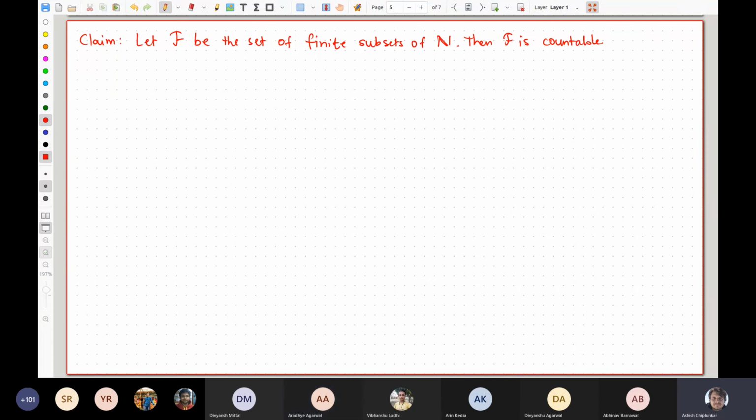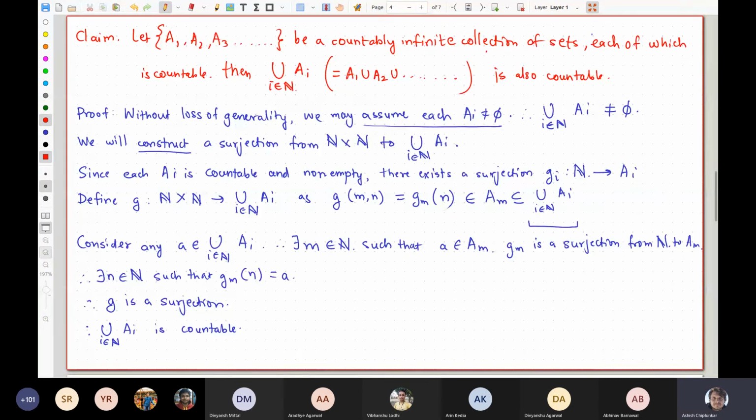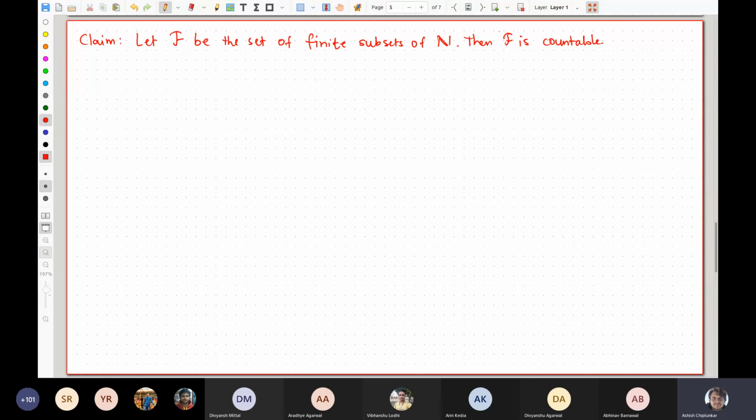Secondly, that is not exactly the way we'll prove something uncountable. We'll come to that. For now, my question is the following: how do you prove that the set of finite subsets of N is countable? Can you use this claim and prove that the set of finite subsets of N is countable? Let's assume that F is a set, and we will define a function from F to N.